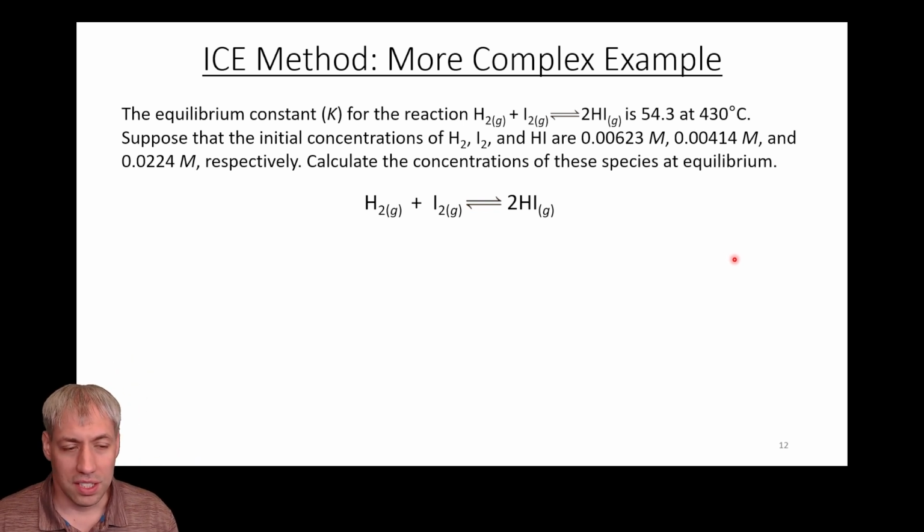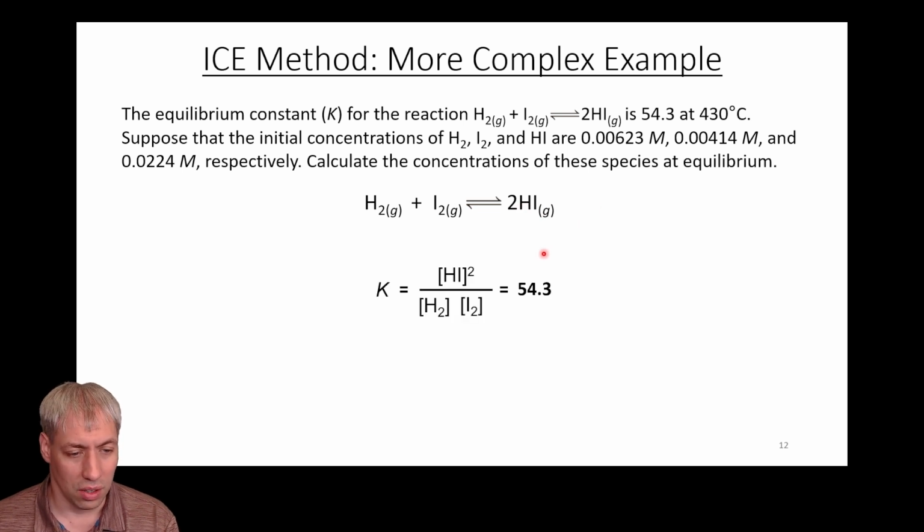But that was a relatively simple example where you had two species in a 1-to-1 ratio. Let's do a slightly more complex one where we have H2 plus I2 giving you 2HI. And so we can look at our equilibrium.